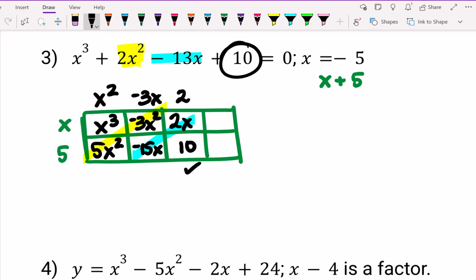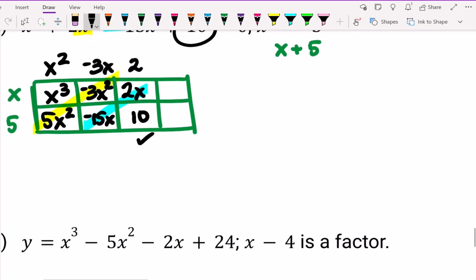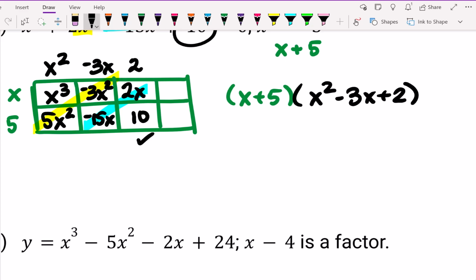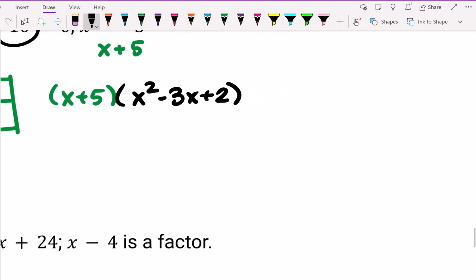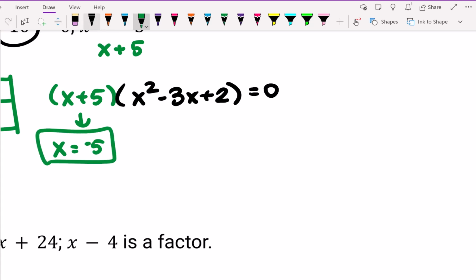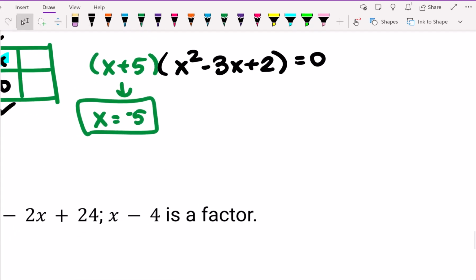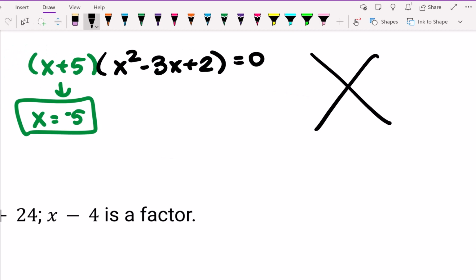Because the whole point of this is that you're given a solution, you're given a factor, you should have no remainder when you divide. Okay, so right now I have my original x plus 5, and I know that the other factor is now x squared minus 3x plus 2. Everything is equal to 0. I already knew that negative 5 was the solution, so that's already one answer. And then I need to factor this to find the other two.